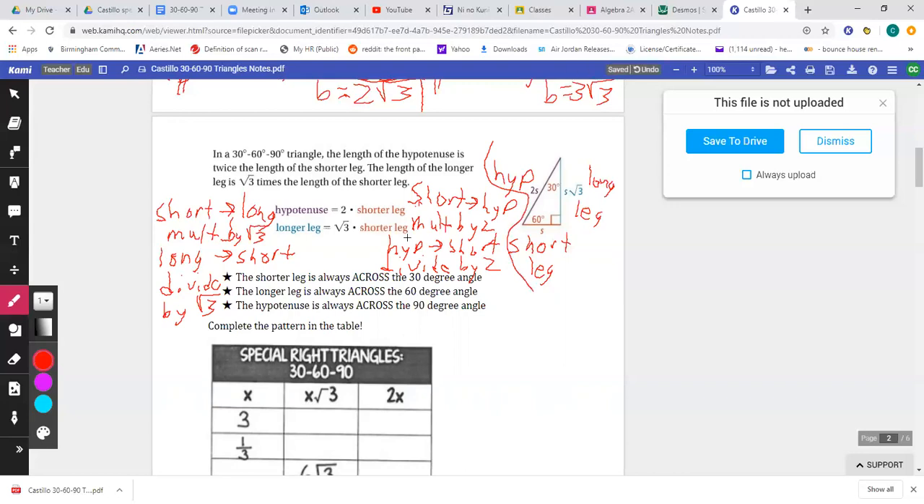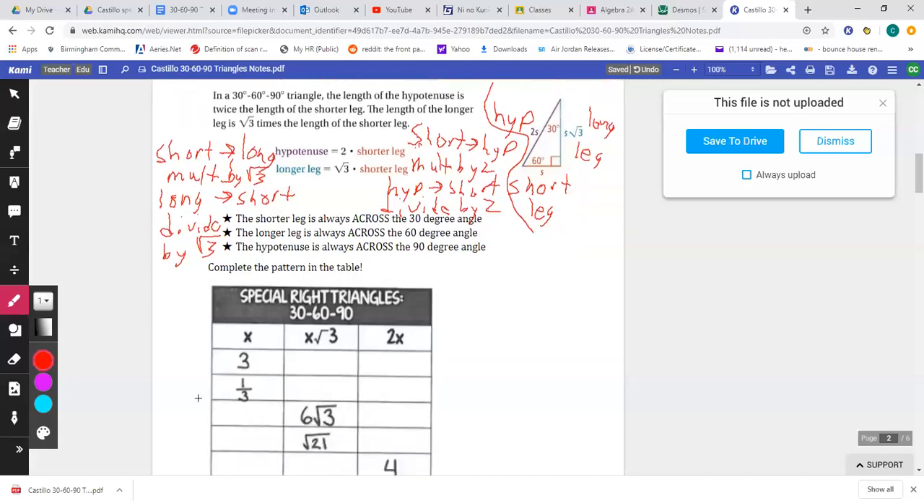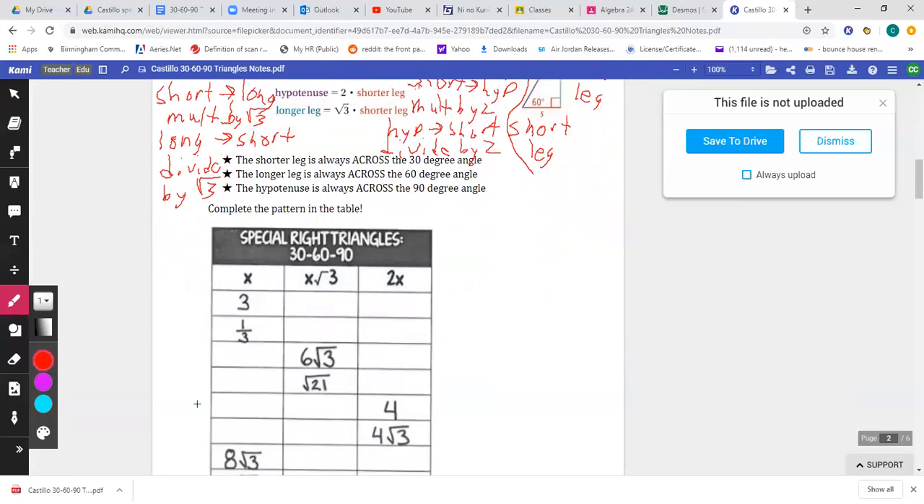So it's very similar to 45, 45, 90, but 45, 45, 90 only had one rule. For 30, 60, 90, there are 2 separate rules. The short leg to the long leg differs by root 3. Short leg to the hypotenuse, it's just by 2, but that one's easy. So I'm going to show you how this works in the table. We're going to do it just like we did the 45, 45, 90, where we first do the table, and then we work with the problems with the triangles.